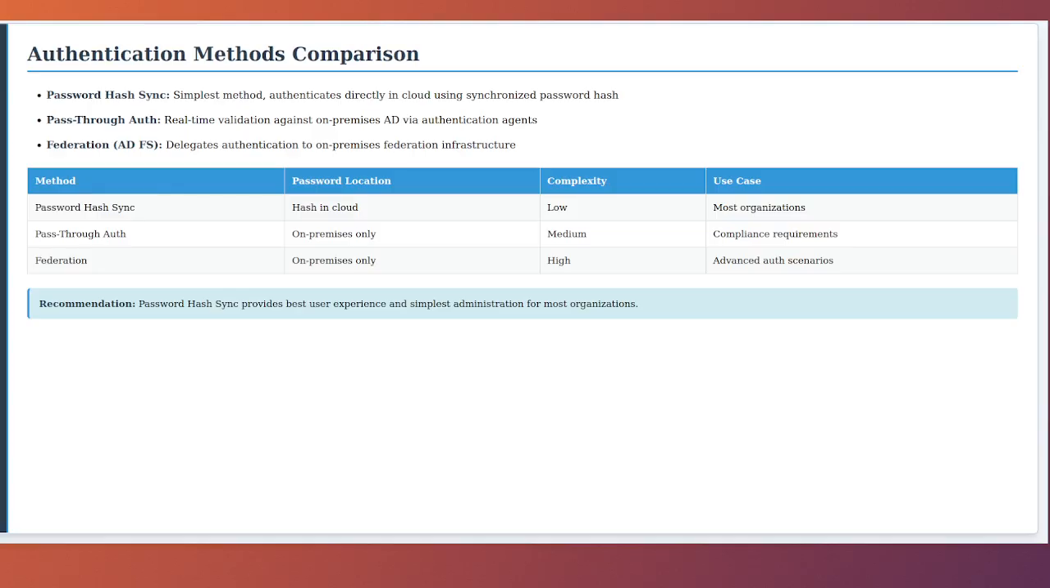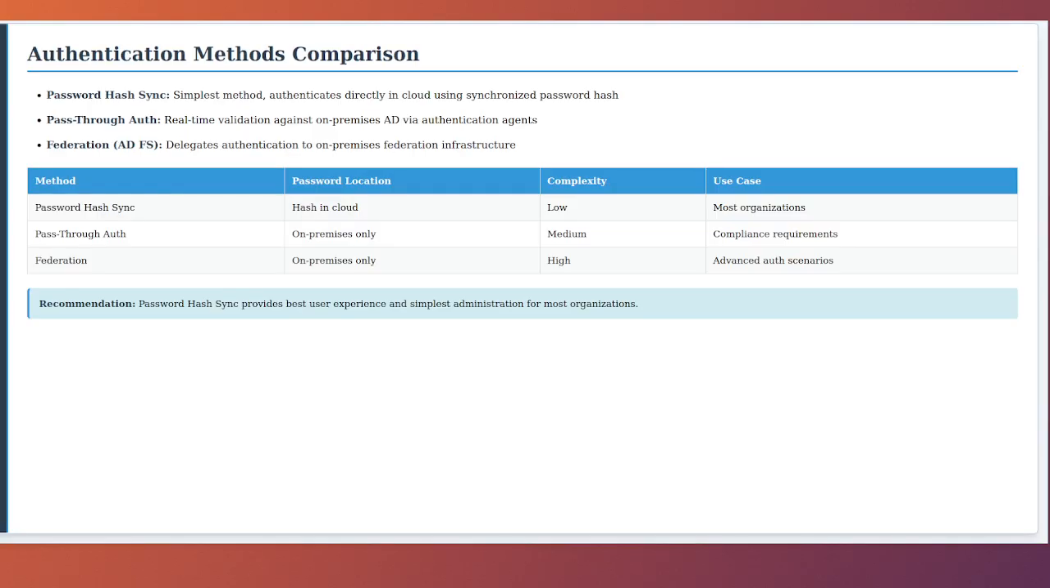When a user attempts to sign into Azure AD, the authentication request is passed through to one or more on-premises authentication agents running in your data center. These agents validate the credentials against Active Directory and return the result to Azure AD. The key advantage of this method is that passwords, even in hashed form, never leave the on-premises environment.